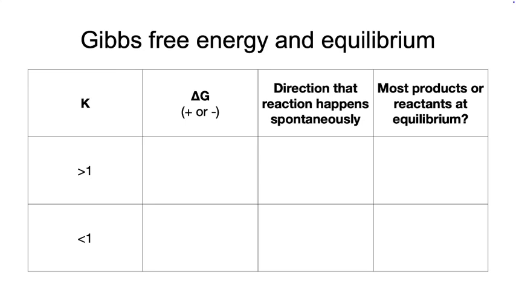K bigger or smaller than 1? How many different choices do you have? 2. It's either positive or negative. How many choices do you have? 2. It's either spontaneous or non-spontaneous. How many choices do you have? 2. These are all 50-50 questions.